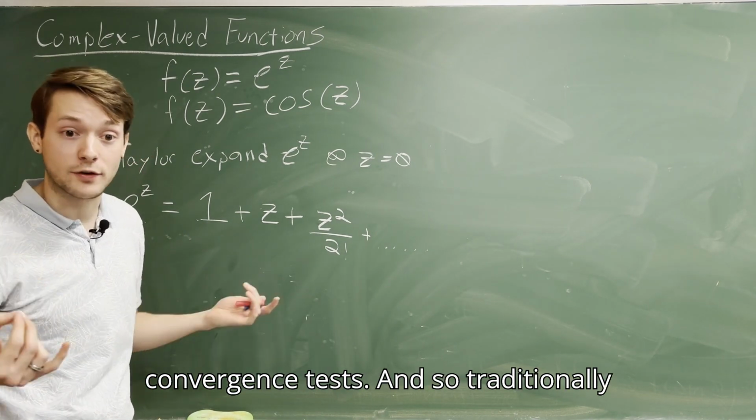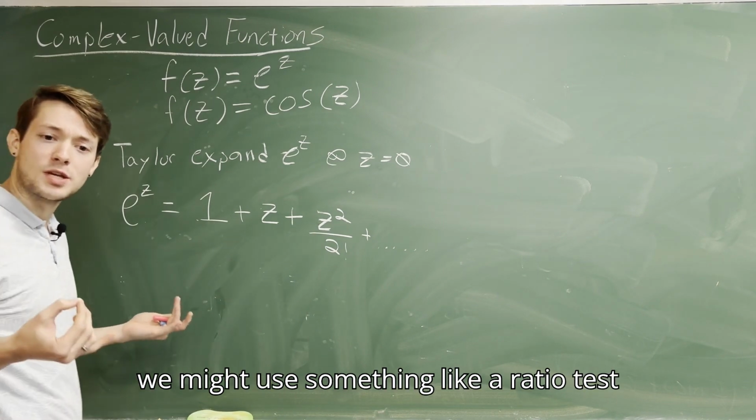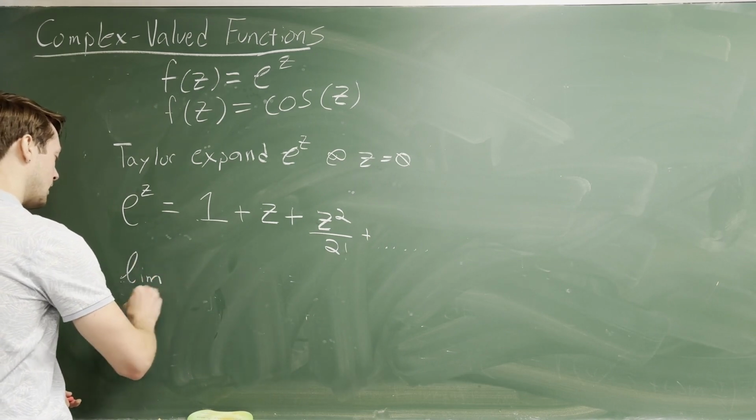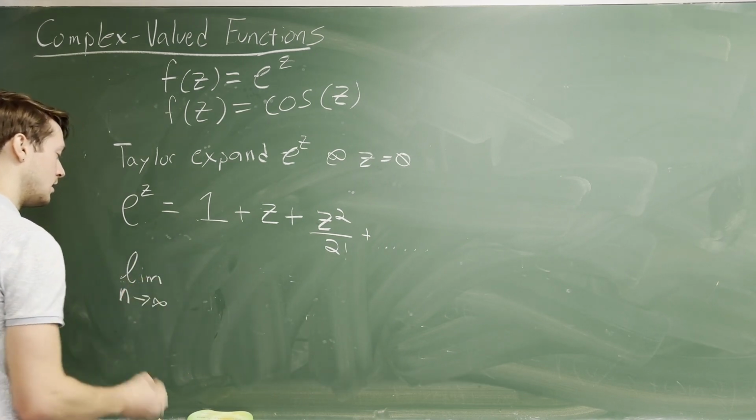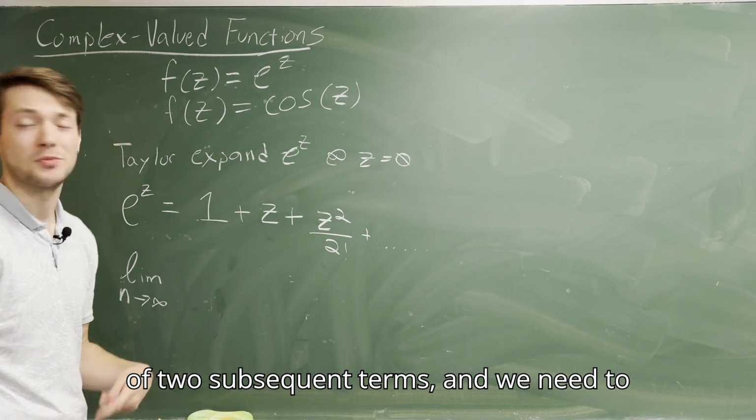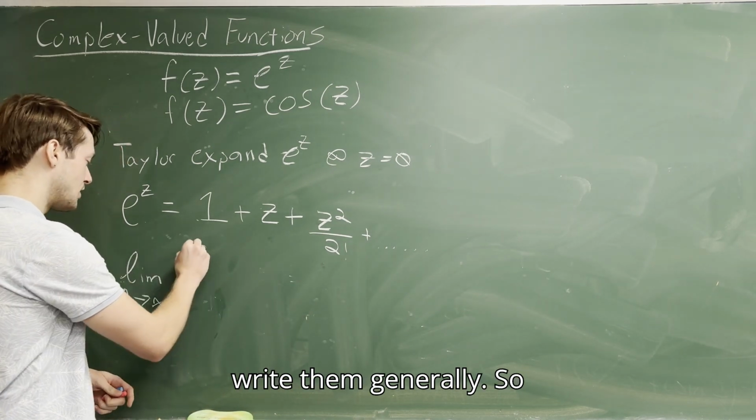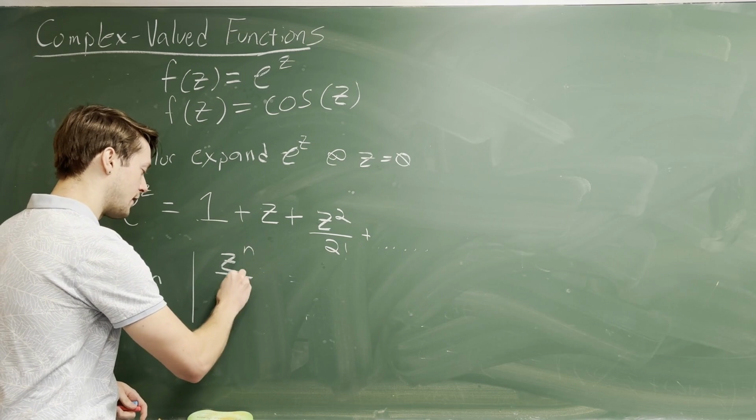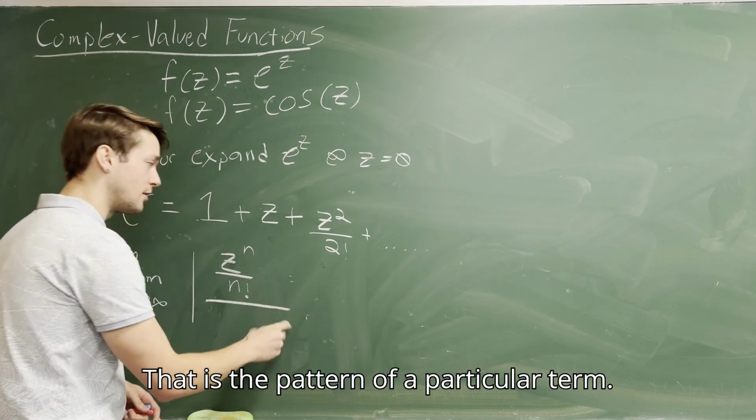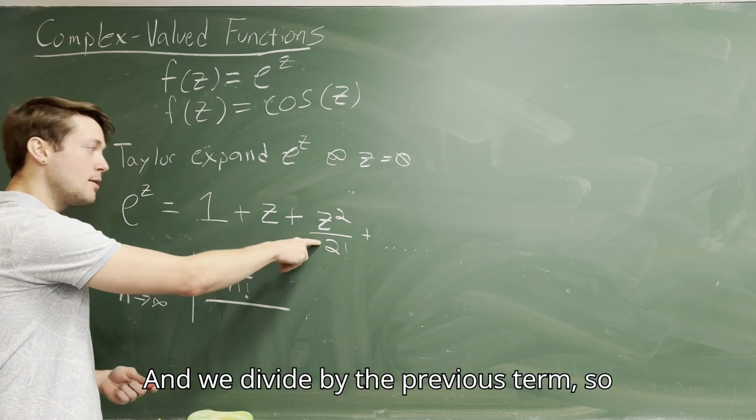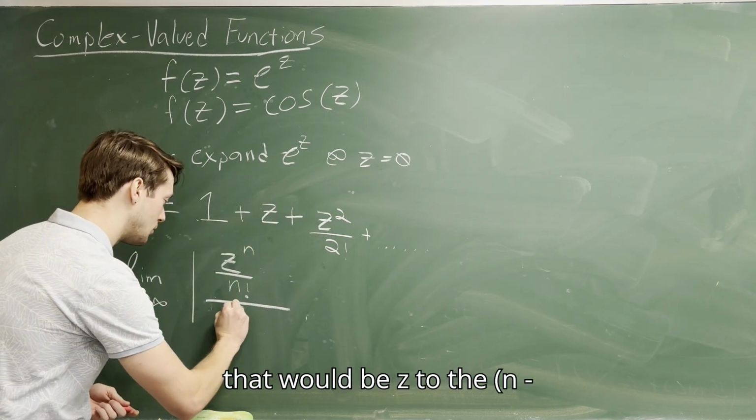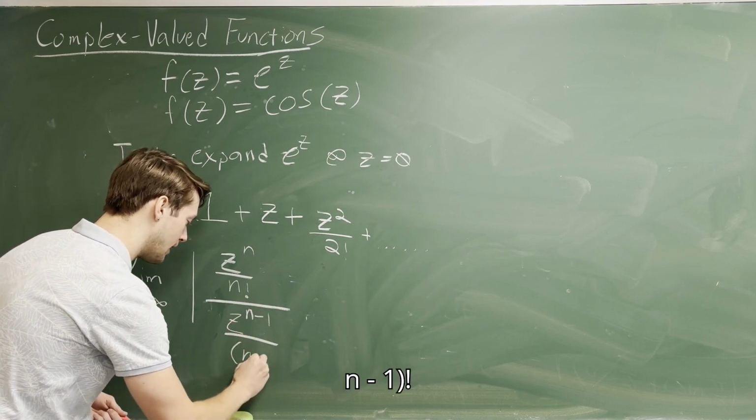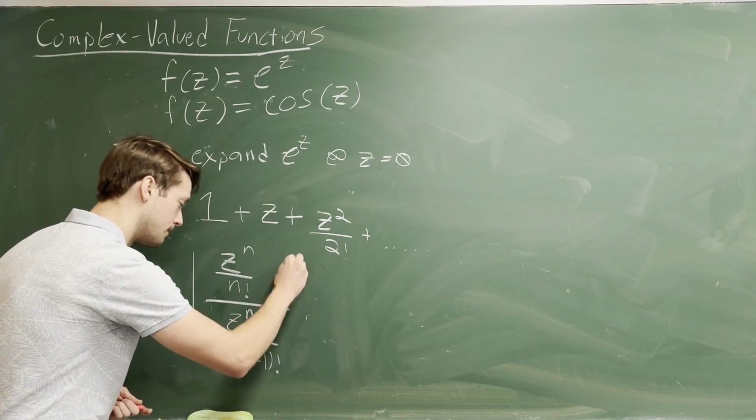We employ one of our convergence tests. And so traditionally we might use something like a ratio test, where we take the limit as n goes to infinity of 2 subsequent terms, and we need to write them generally. So we take the limit of z to the n over n factorial. That is the pattern of a particular term. And we divide by the previous term. So that would be z to the n minus 1 over n minus 1 factorial.